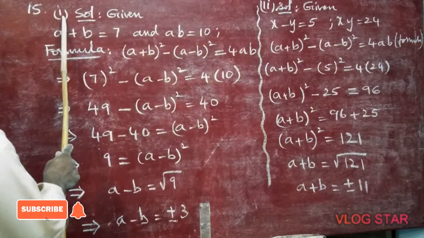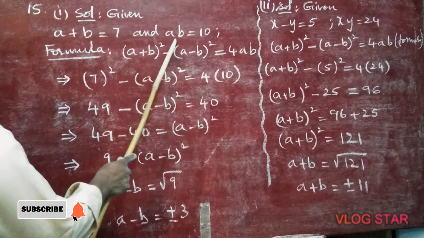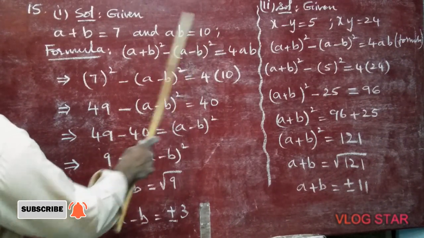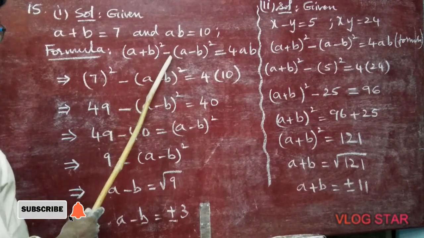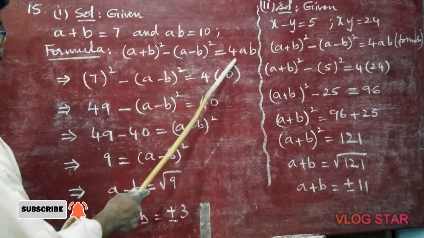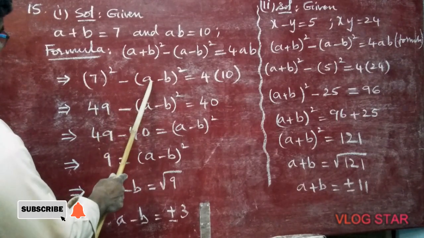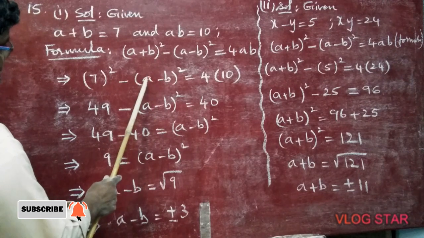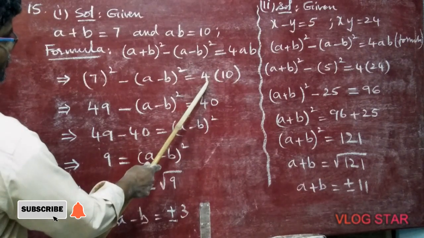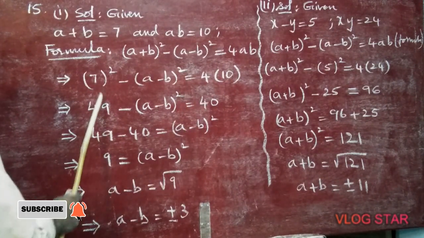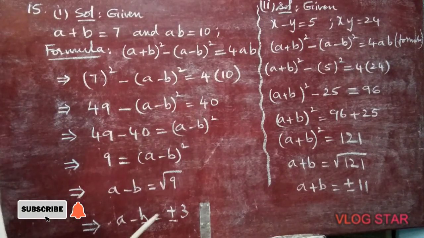15th problem, first bit. They have given in the problem a plus b is equal to 7 and ab is equal to 10. They told us to find the value of a minus b. So it is in the formula: a plus b whole square minus a minus b whole square is equal to 4ab. Now replace a plus b, how much they have given? 7. 7 square minus a minus b whole square, we don't know how much value is a minus b, we have to find. Is equal to 4ab. ab they have given 10. So 4 into 10. 7 7s are 49, minus a minus b whole square is equal to 40.